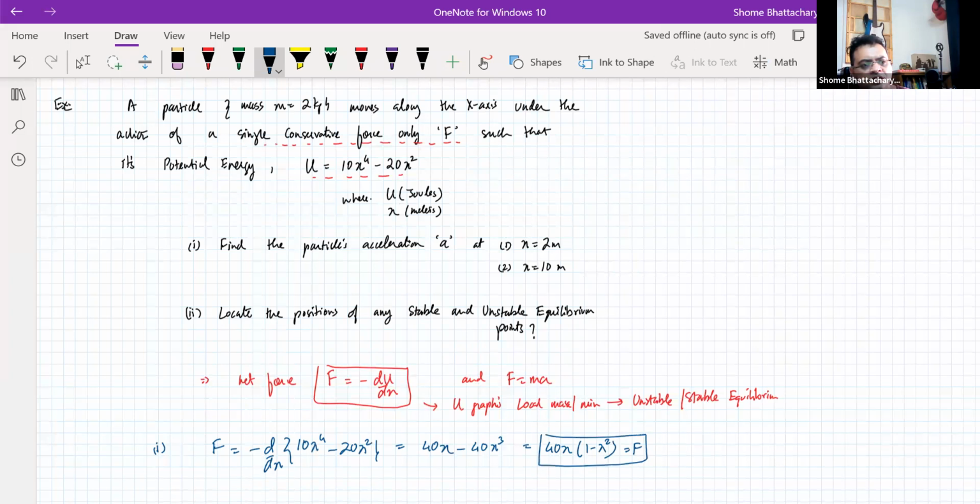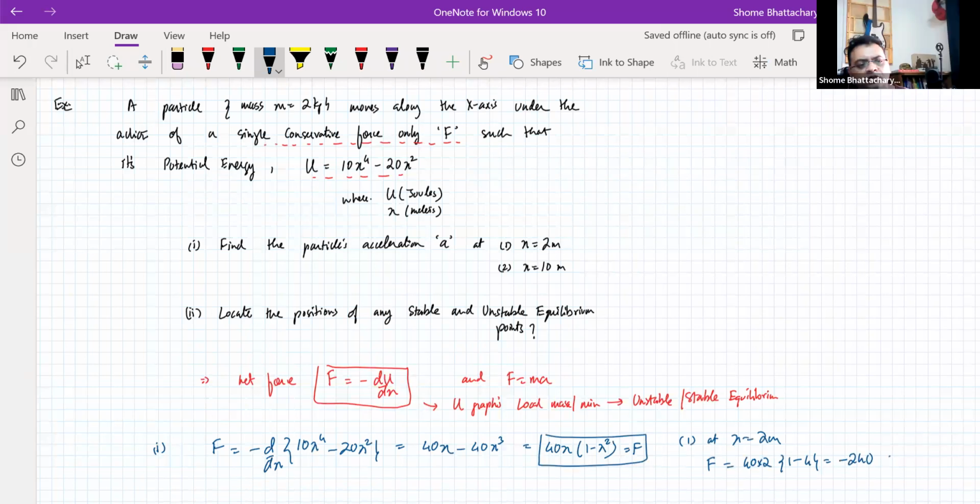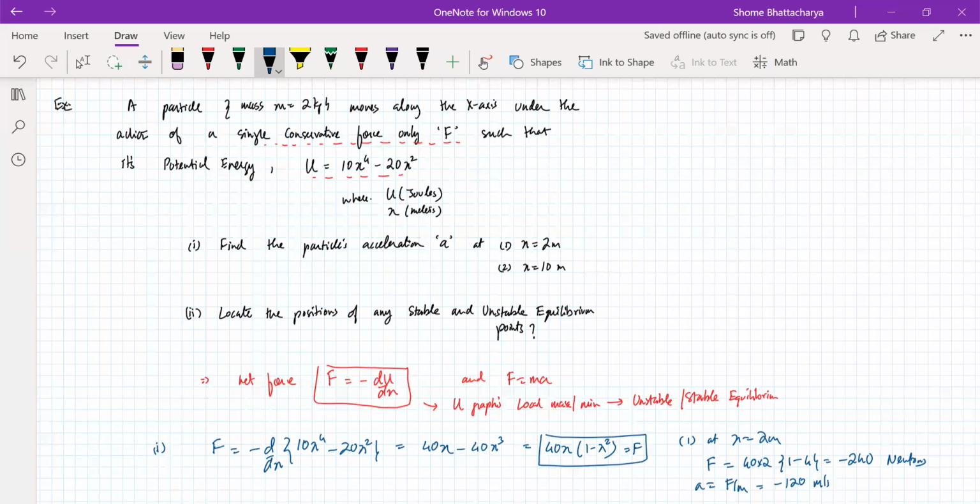So now we can see that at x equal to 2 meters, what is the value of force that we are getting? It will be 40 into 2 into 1 minus 4, right? So that is 80 into minus 3. So minus 240 newtons. Okay. So the acceleration is going to be minus 120 meters per second square. Yes, sir. Correct, sir.